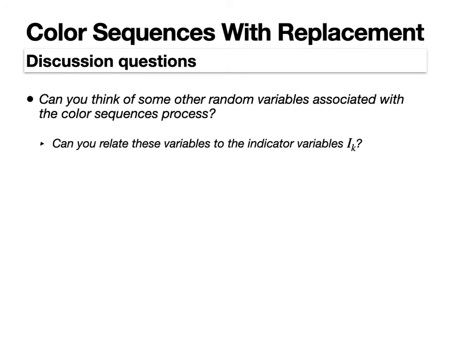This by no means is all the random variables you could think about associated with this process, and you should try to think of some. What are some other random variables associated with this process? And there's literally an infinite number of them. Just think about any question you could ask about the color sequence process. Any question you could ask that's confined solely to the notion of, well, what was the color sequence, right? The answer to that question would be a random variable, right? So think about some questions you could ask about the color sequence, and see if you can use those questions to define some more random variables on the process.